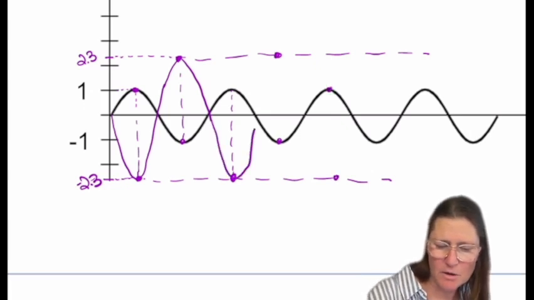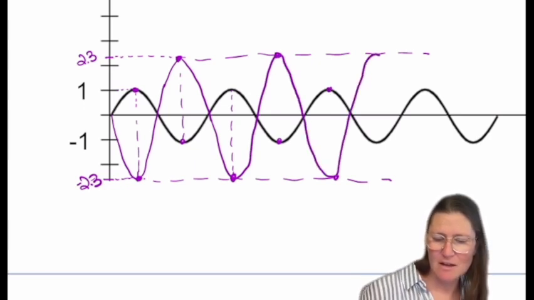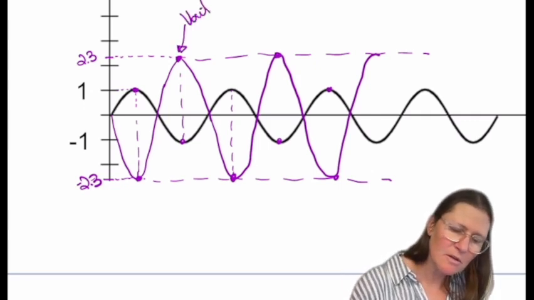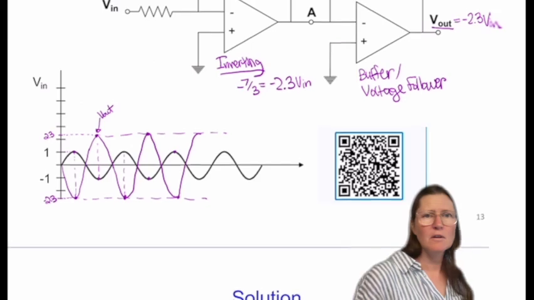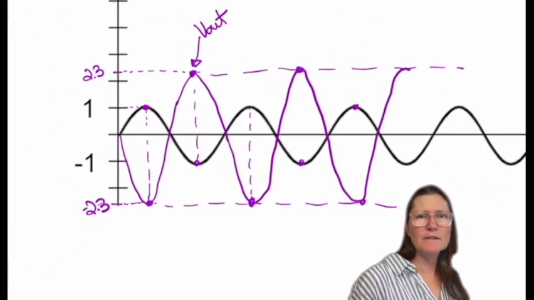And so it will look similar to this. Okay, so this would be my V out. Does that make sense?